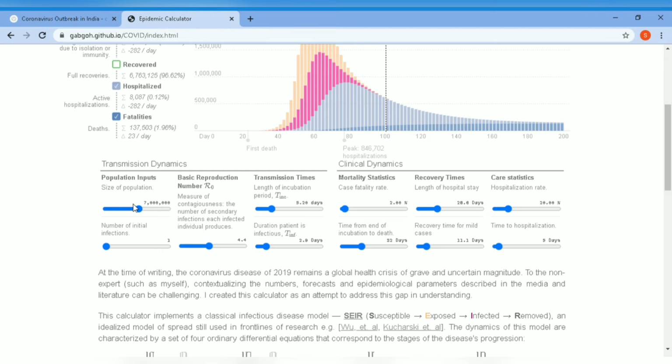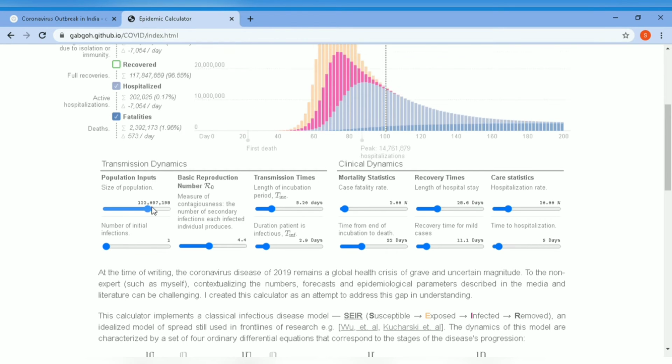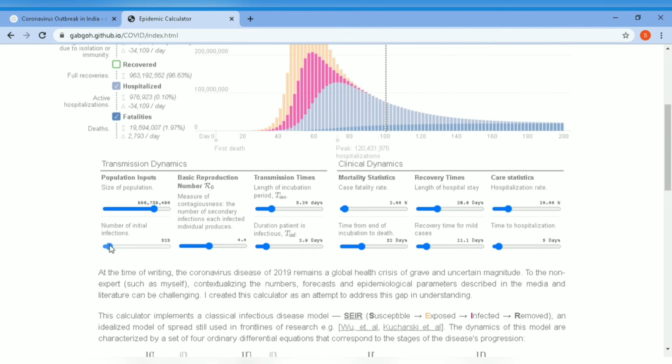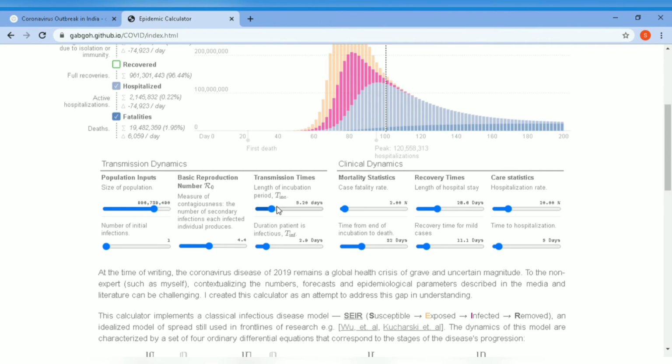So you have population inputs. India has a population of 1 billion, while the whole world has a population of 7 billion. So you can also shift this population size, and then you will shift the number of initial infections, and then you will get the transmission time, that is the length of the incubation period.